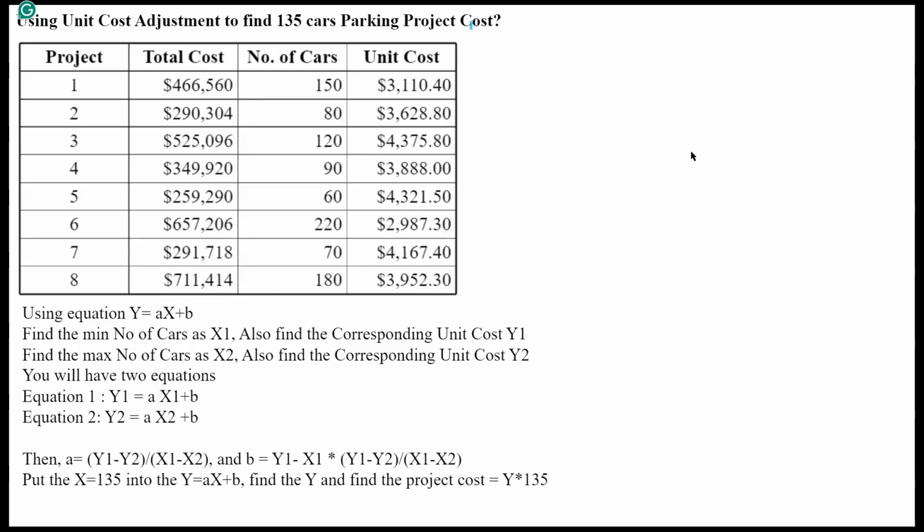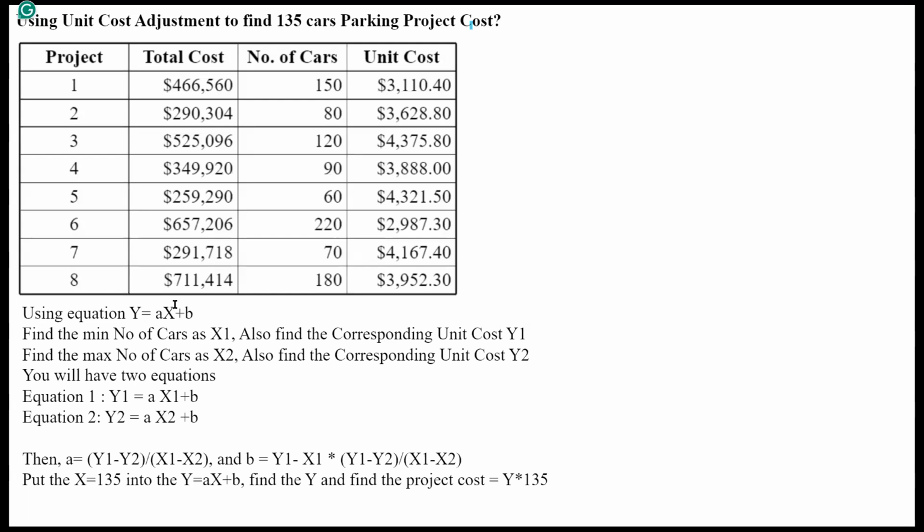How do we perform this one? Since we know we have 8 projects, and we know the total cost, the number of cars, and the cost per unit or unit cost, tell me what method we use. We are using Y equals AX plus B, right? So what is X here? If I have the two columns here, which one is the X? The number of cars is X, right? So what is the Y? Is the total cost Y or the unit cost Y? Unit cost is Y.